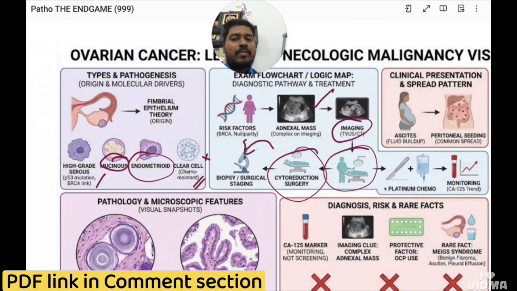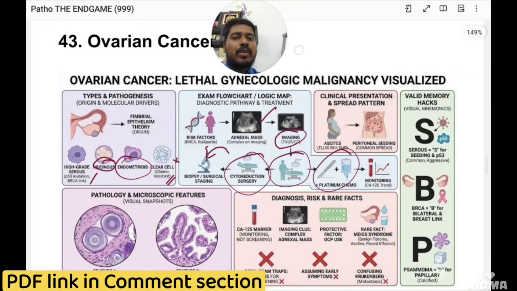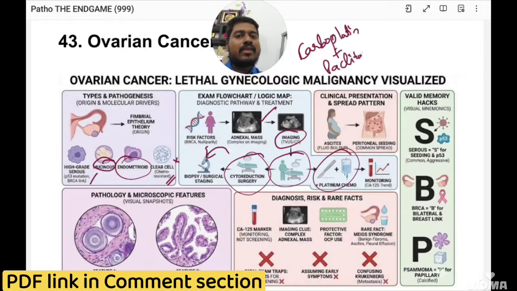Okay, so you send for biopsy and you see for the surgical staging of the tumor. And chemo, what will you give? You will give platinum chemo, that is carboplatin. Along with carboplatin you give paclitaxel. Paclitaxel is a taxane group of drug.